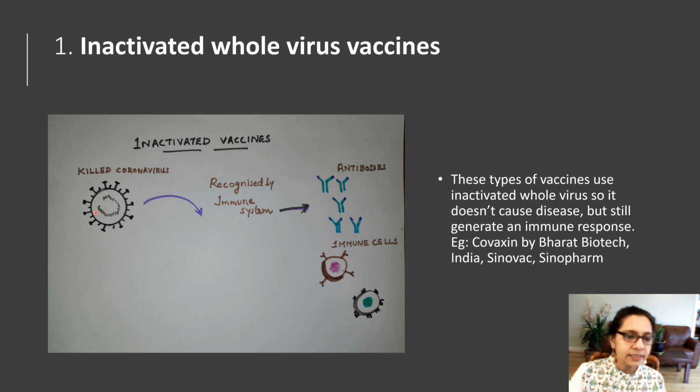So this is the inactivated virus, the killed coronavirus, and when it is injected into our body, it is recognized by our immune system and our immune cells get activated, antibodies are released, and then we get protection by triggering the immune response of the body.